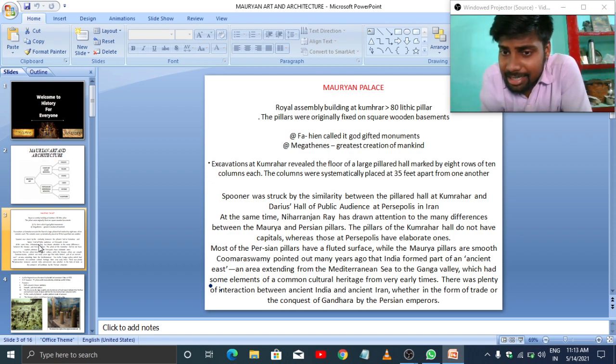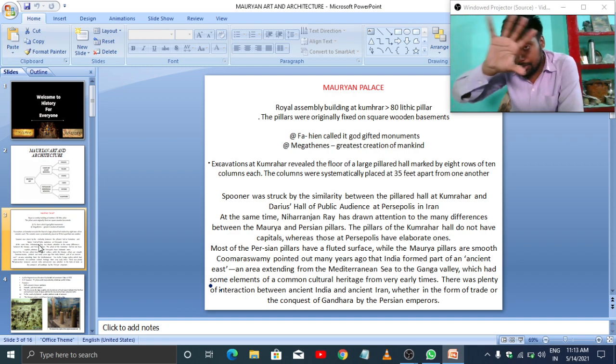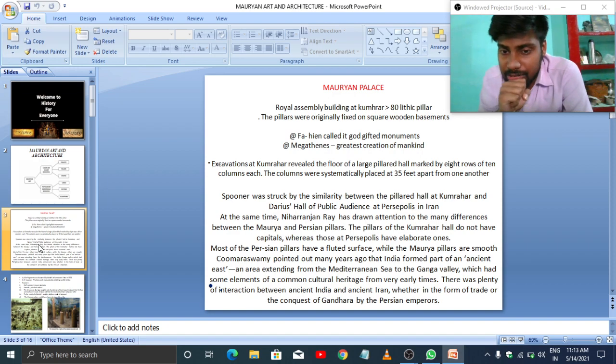An interesting fact is that there were 80 pillars, and in each row there were 10 columns. So there were 8 rows of 10 columns each. So 8 into 10, that is 80 pillars. There were 8 rows, and in each row there were 10 pillars. So this is one aspect.